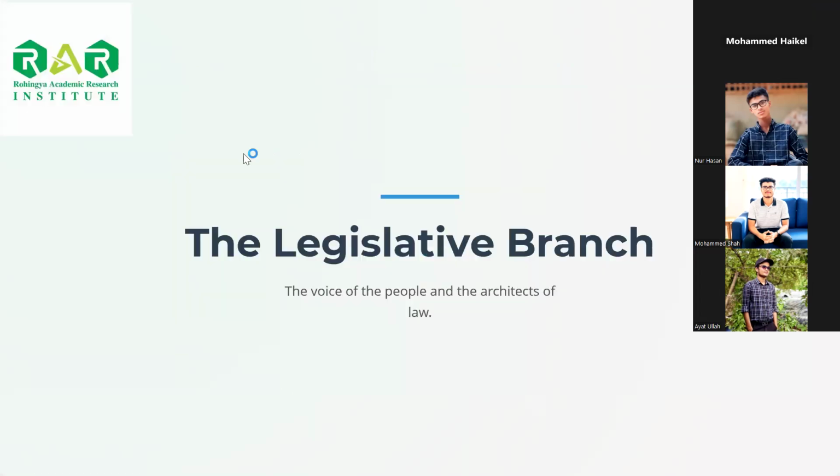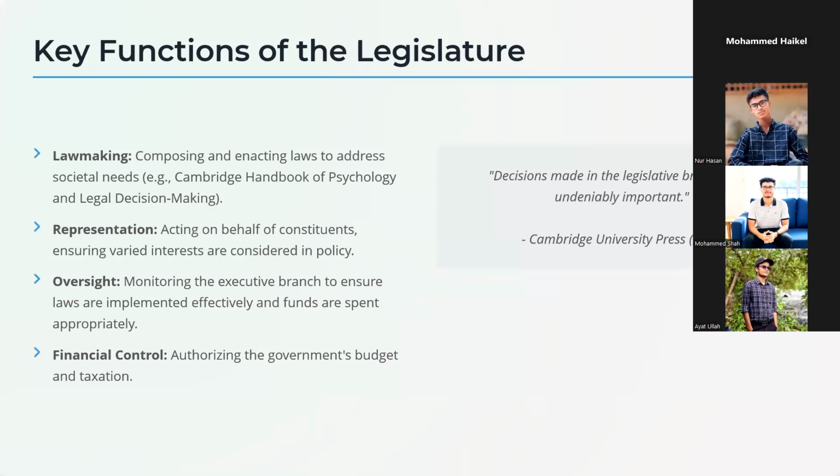So we're starting with the legislature. The legislature or the legislative branch is what we call the voice of the people. This is just a kind of overview, and we will be brushing through quickly because I've done many of the explanation here. So first is lawmaking. They make law, and there is another word for saying making law. We have what we call enacting laws. Then we have what we call the representation, acting on behalf of the constituents.